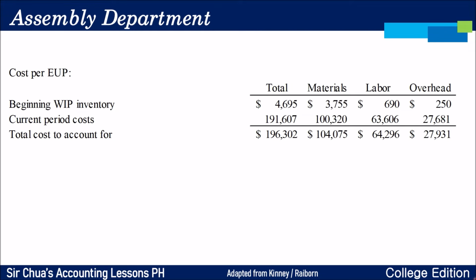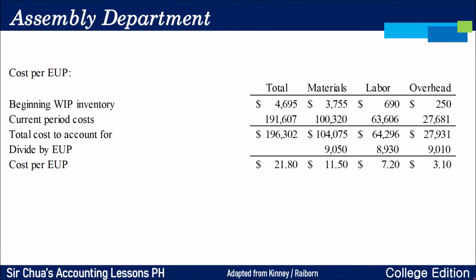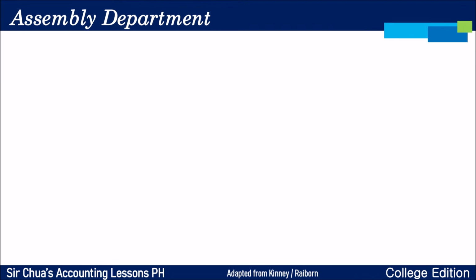So what you need to do is you need to divide the materials, labor, and overhead cost to the EUP or the equivalent units of production. Pag dinivide nyo po yan, may lalabas na po kayong cost per EUP. Okay? So $104,075 divided by 9,050 equivalent units. The cost per EUP for materials is $11.50. That's also the way that you will be doing in labor, which is the cost per EUP in labor is 7.20, and for overhead is 3.10, for a total cost per EUP of $21.80.